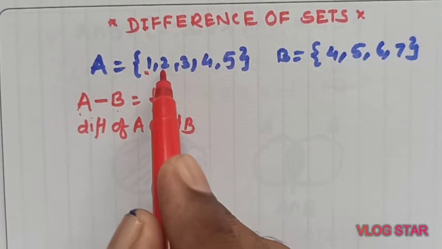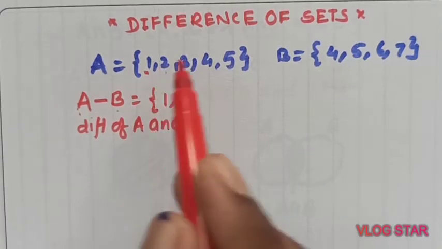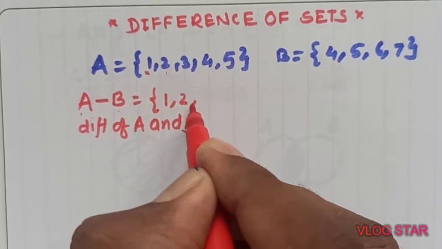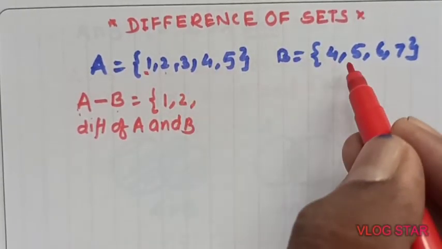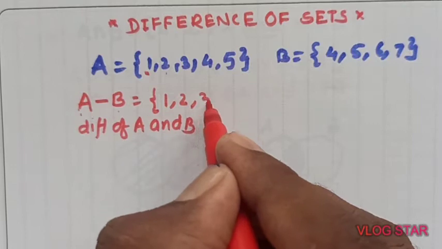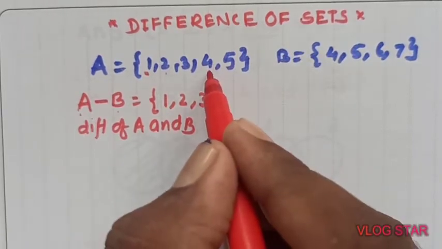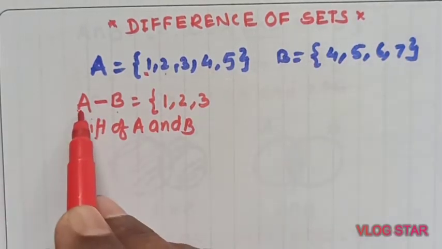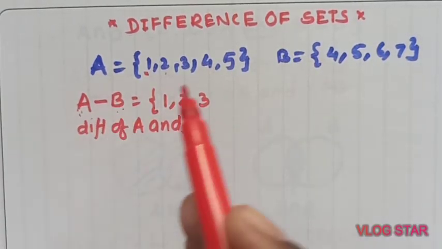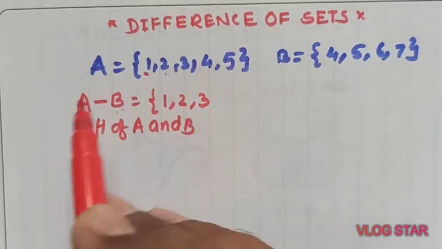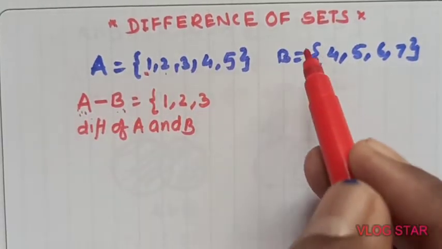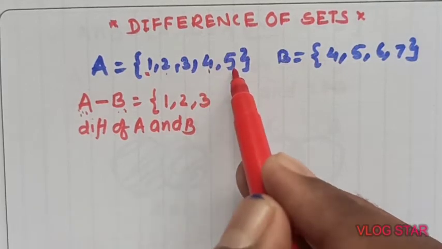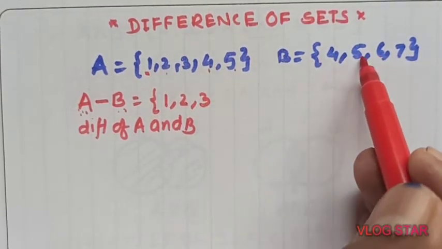Go to the next element 2. Whether 2 is in set B? नहीं है, so we can copy here. So 3 is not in B, so I can write 3. Can I take 4? No, because 4 is there in B and we are writing the difference of A and B. Means the member should be in A but not in B. So I cannot take 4. Can I take 5? No, 5 is there.